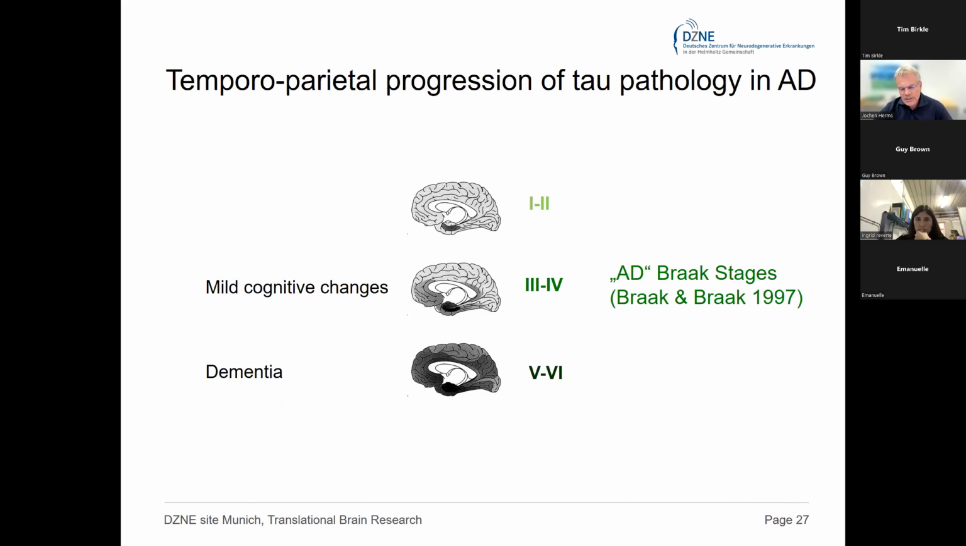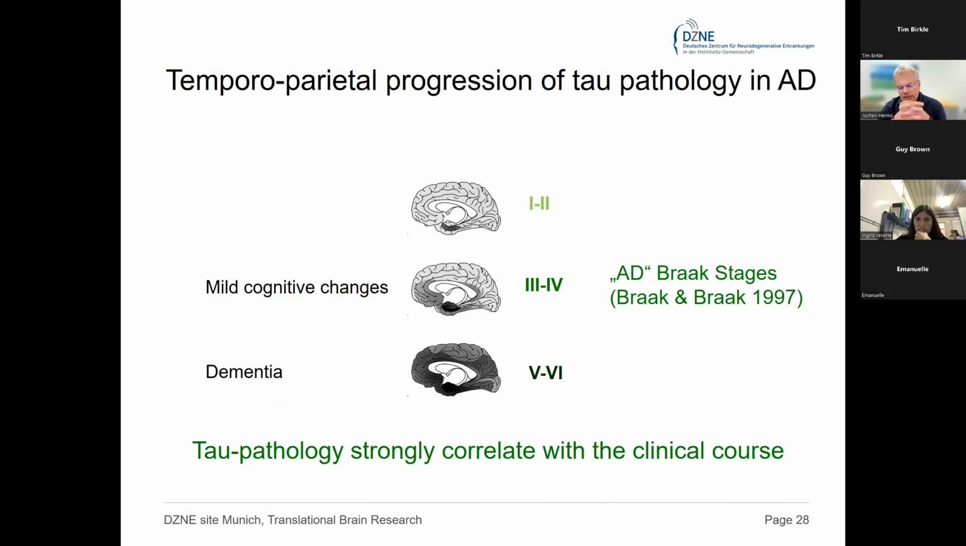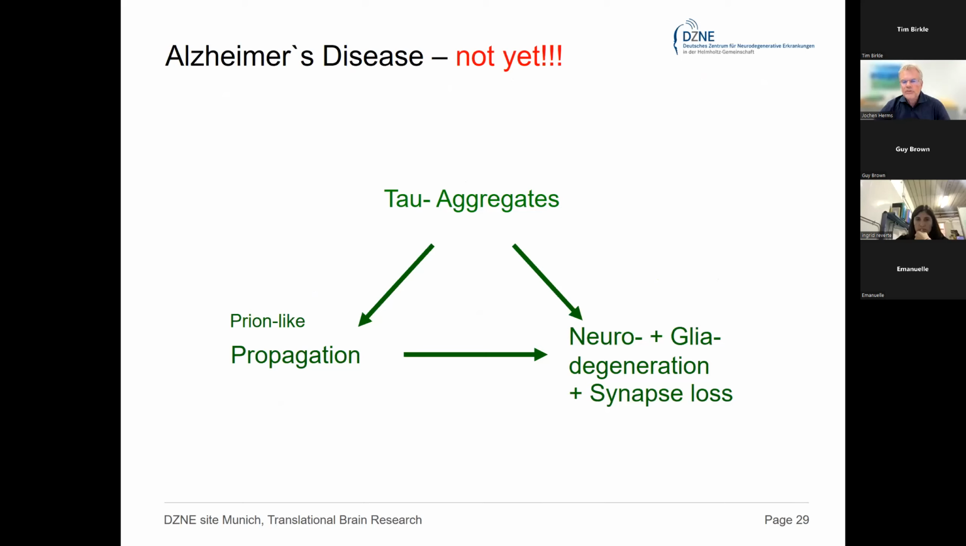So the dementia then comes when the tau pathology further progresses into the cerebral cortex. So it's clear that the tau pathology strongly correlates with the clinical course. So tau is critical for Alzheimer's disease. It's therefore that Alzheimer's disease is a tauopathy. However, Alzheimer's disease is not Alzheimer's disease if the A-beta pathology is lacking. So the A-beta pathology is critical.